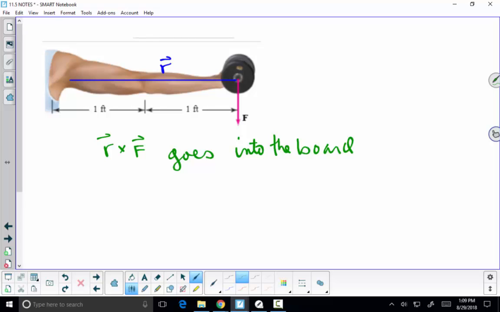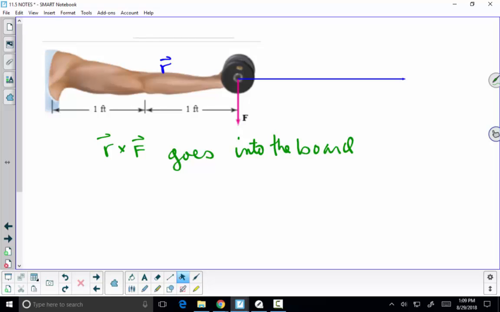But if we do f cross r, we can translate. So we just said we can translate these. So if we put them like that, we can always translate them, and it will be the same answer. It's easiest to see if you translate and have the shared point. So if you do f cross r, it's going to come out of the board. If you do r cross f, it's going to go into the board. But why are you not orienting your hand in the direction of f? The vector is pointing down and you're putting your hand up. Does it matter?